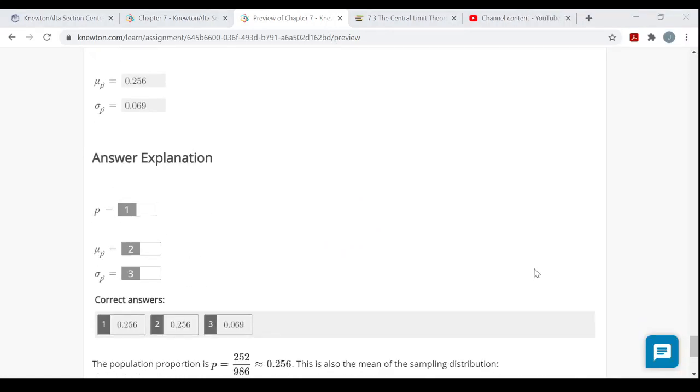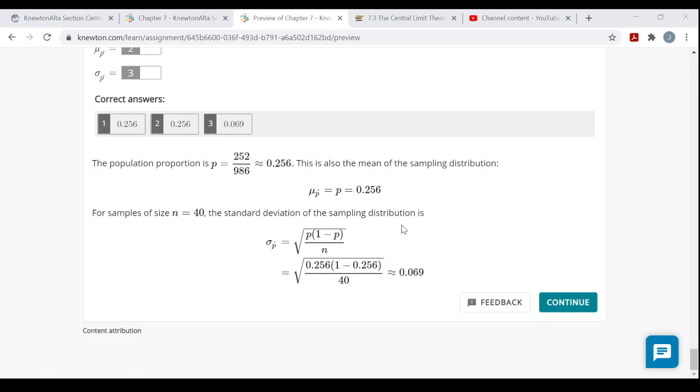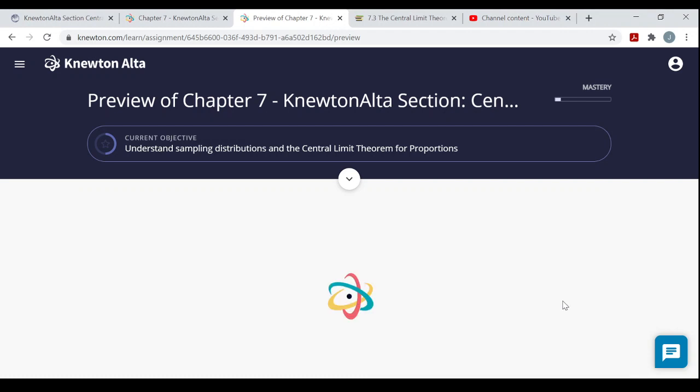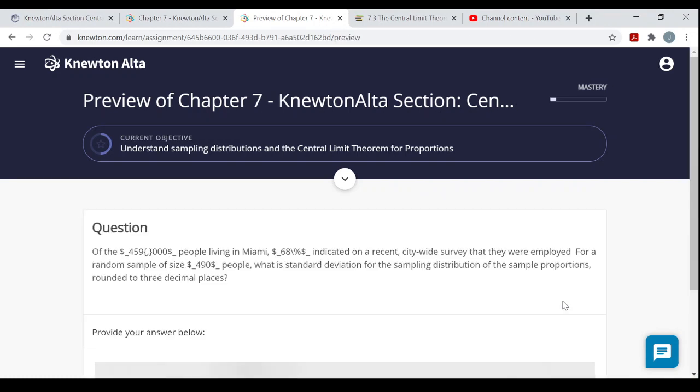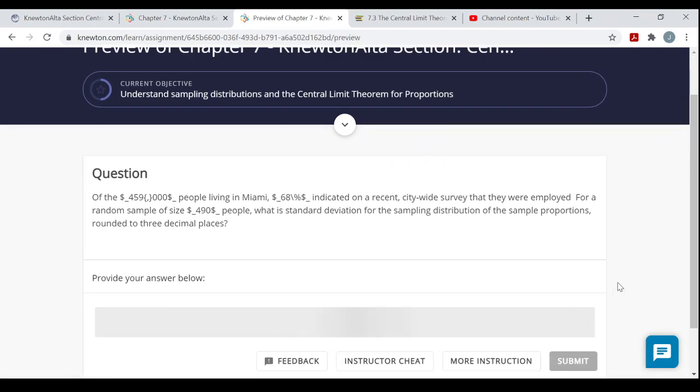All right. So hopefully, again, it's kind of like for means, right? The central limit theorem for means, you just had to remember how to calculate the mean value of all the sample proportions and the standard deviation value of all the sample proportions. You just need to remember how to do that. Okay, so this is no different.